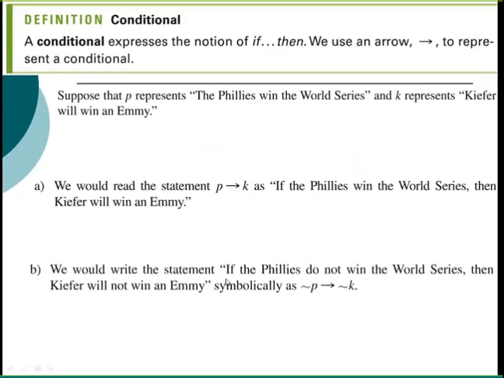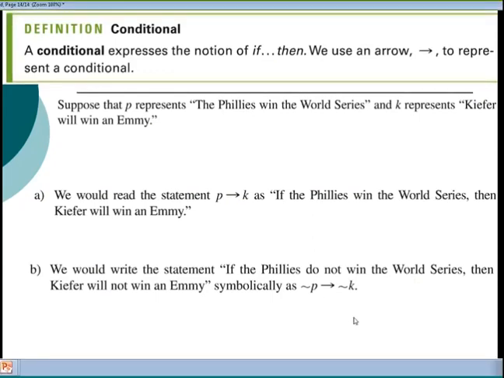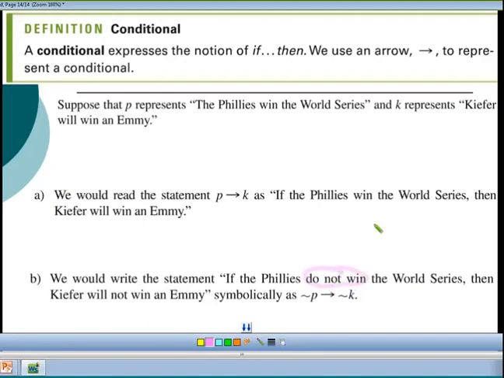And we would write the statement, if it actually comes up, if the Phillies do not win the World Series, then Kiefer will not win an Emmy. Exactly the opposite. So we're looking at here, the Phillies do not win the series. So we're taking this statement here and we're negating it. So we've got not P. Then, notice the then here, Kiefer will not win an Emmy. So that means I'm negating that. So I say not P, then not K.